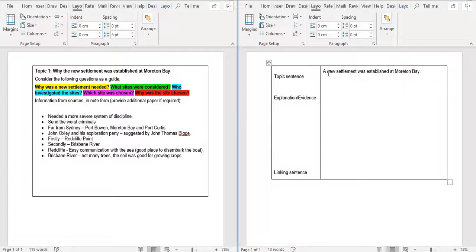That is the topic sentence there, and that is telling us what this paragraph is going to be about. A new settlement was established at Moreton Bay. Okay, so we have that there. So let's have a look at the explanation now.